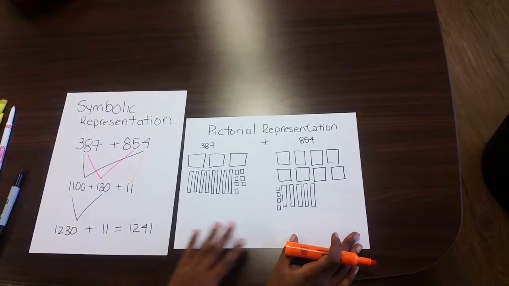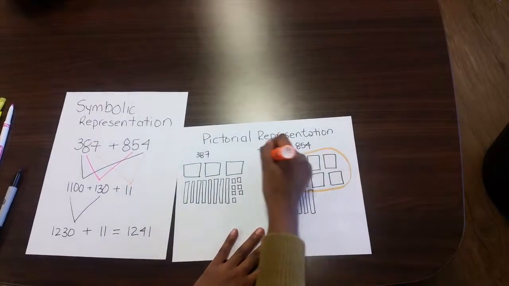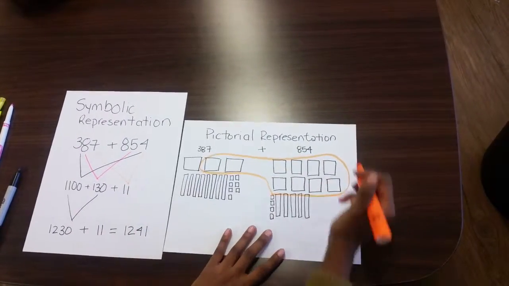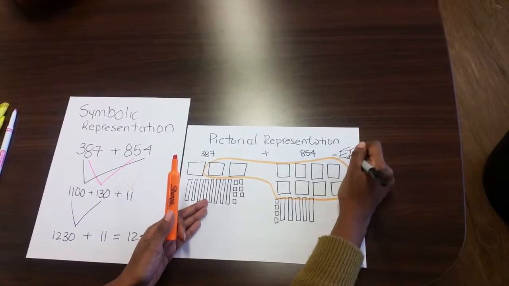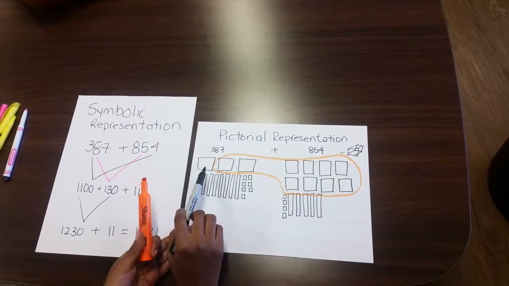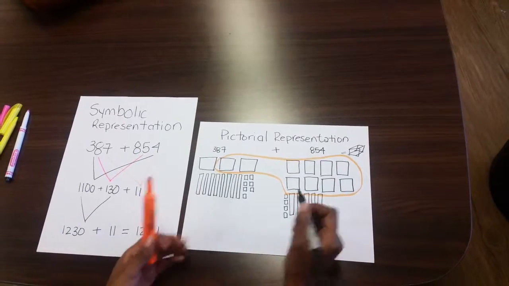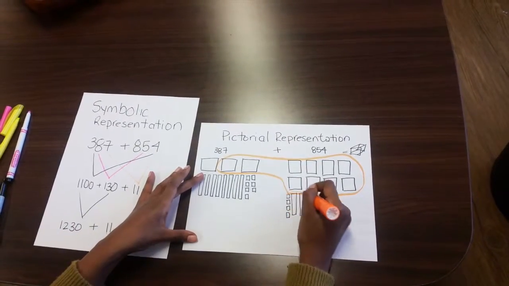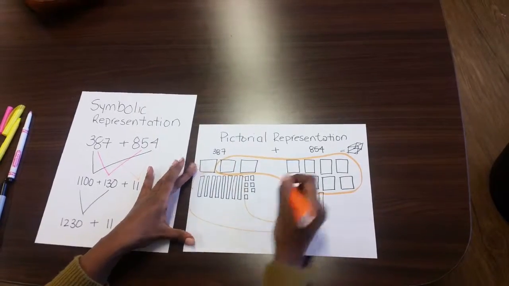For my pictorial representation, I have 11 flats here, and 10 of these equal a 1,000 cube. So I'm going to group them. And I notice here that I have 1 flat left. Here I have 8 rods, which equals 80. If I group 2 more, it will equal a flat.